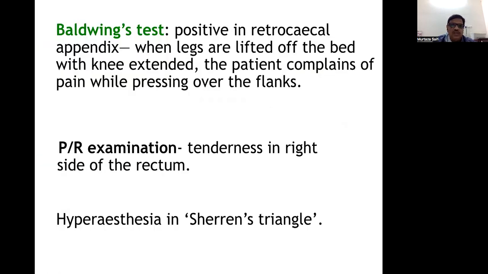Now come to the Berlin's test, positive in retrocecal appendix when legs are lifted off the back with the knee extended. The patient complains of pain while pressing over the flank. For rectal examination, tenderness in the right side of the rectum can be a clinical feature. Hyperesthesia in Sherren's triangle can be a clinical feature of acute appendicitis.